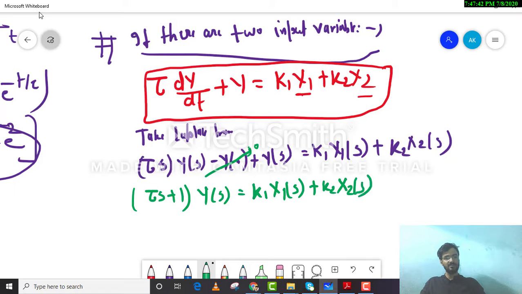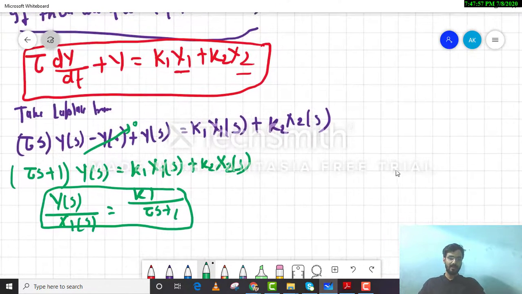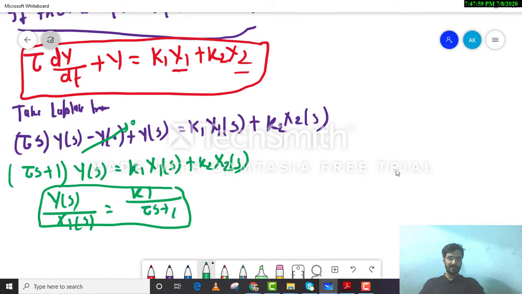These things that you will say. So from here, Y(s) upon X1(s), that you will see is K1 upon tau s plus 1. Here just try to understand, so many students used to make some fault here. Here I am writing Y(s) upon X1(s). My dear students, this is X1(s), that there are two inputs.